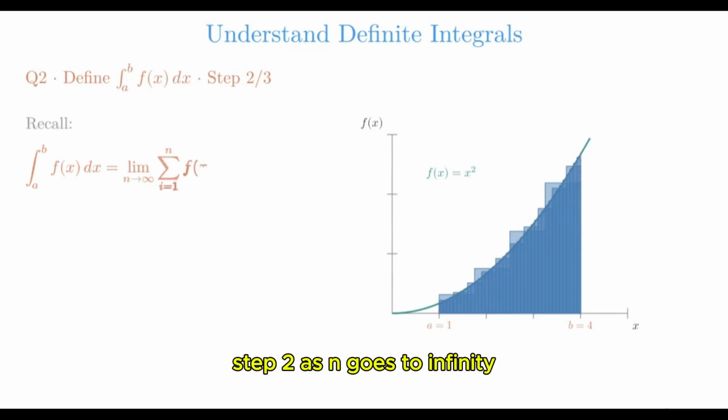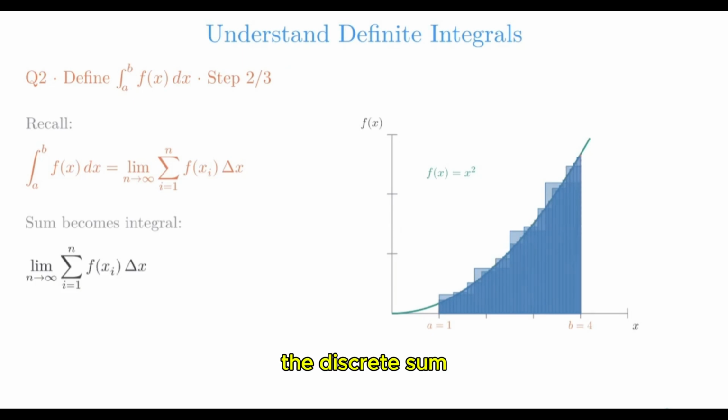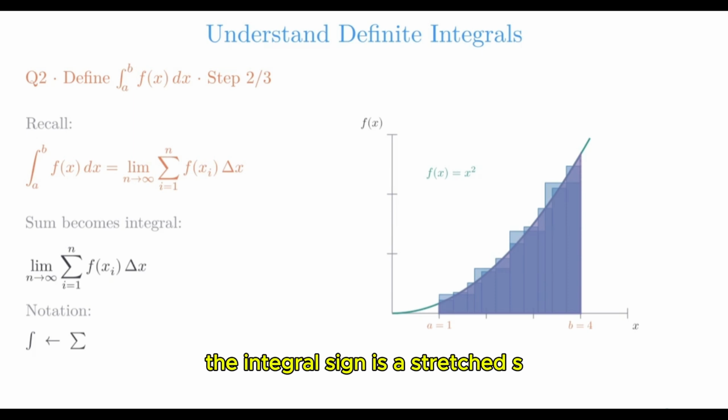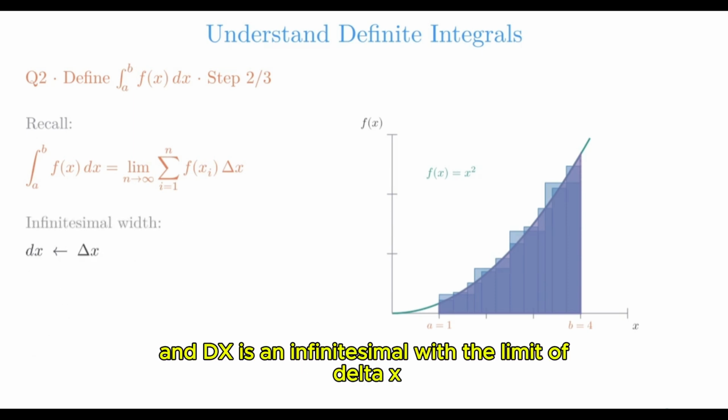Step 2. As n goes to infinity, the sum becomes the integral. The discrete sum smoothly becomes a continuous integral. The integral sign is a stretched S. It stands for sum. And dx is an infinitesimal width, the limit of delta x.